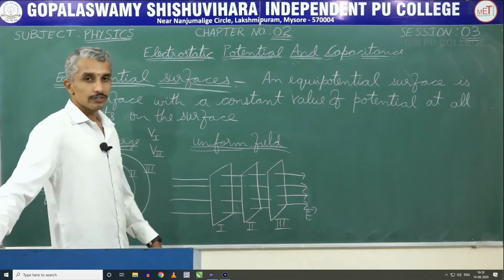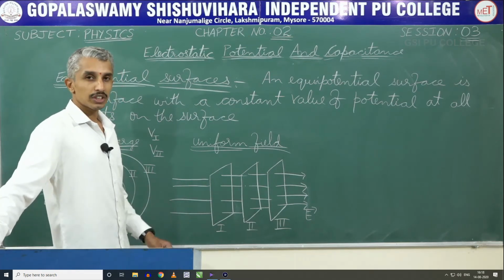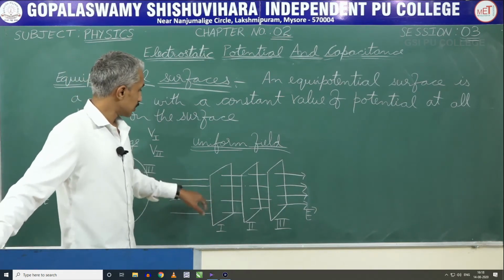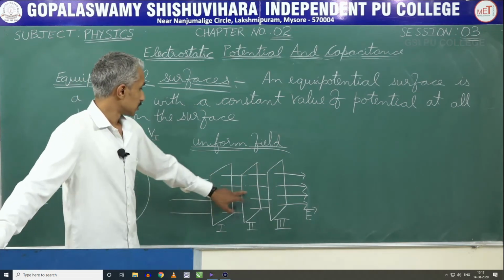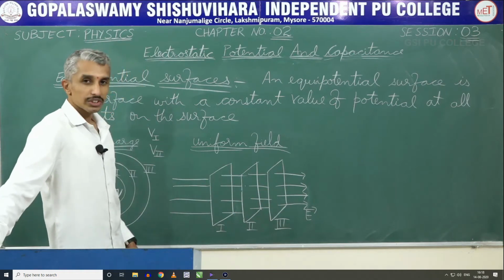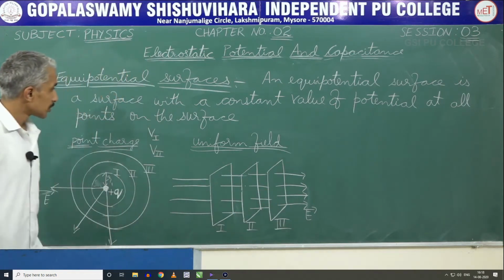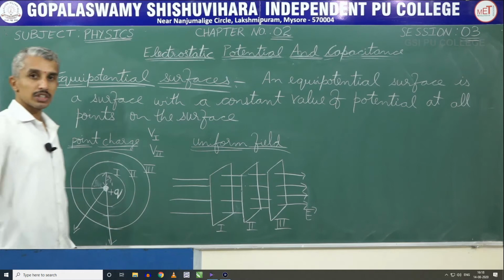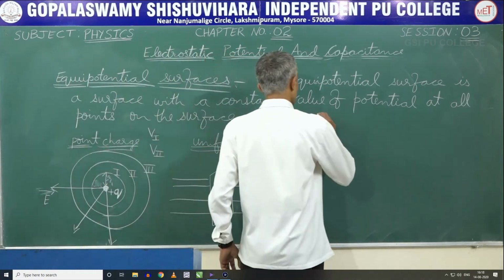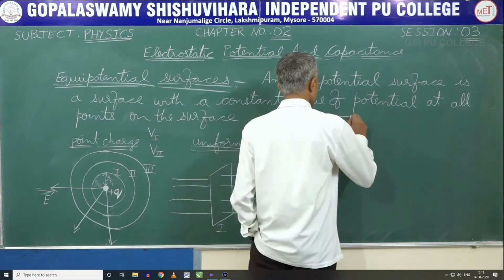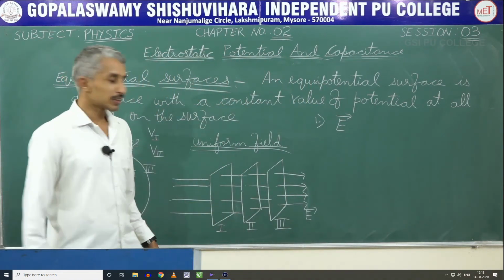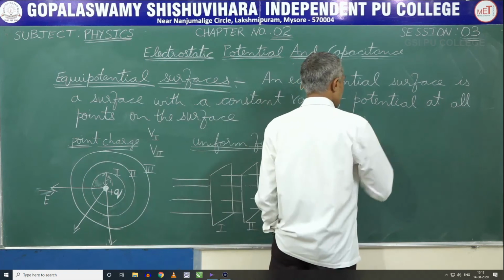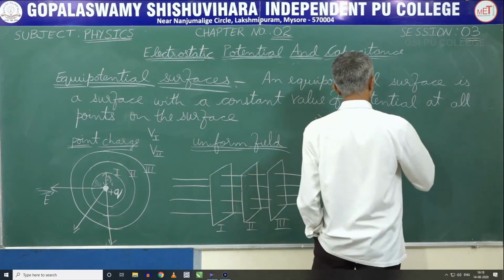Similarly, I can take a uniform electric field. For a uniform electric field, the equipotential surfaces would appear like squares. As you move from one point to another, you will get square potential surfaces. We have some properties related to equipotential surfaces, of which the first one is the field at every point of an equipotential surface is going to be perpendicular to the surface.